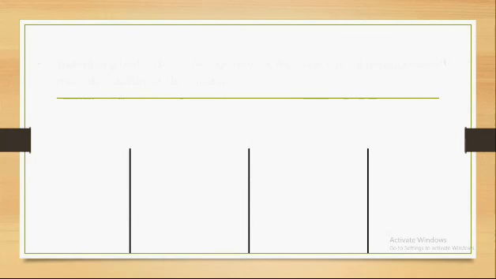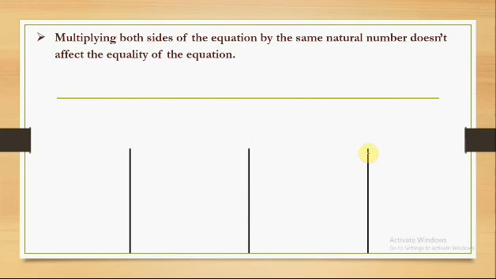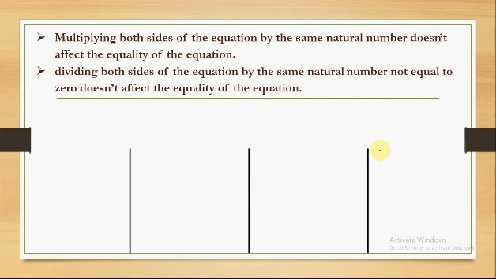The next is when we are going to use multiplying and division. As you see, multiplying both sides of the equation by the same natural number doesn't affect the equality of the equation. And dividing both sides of the equation by the same natural number, but it must not be equal to 0. Be very careful, I can't divide by 0. Doesn't affect the equality of the equation.